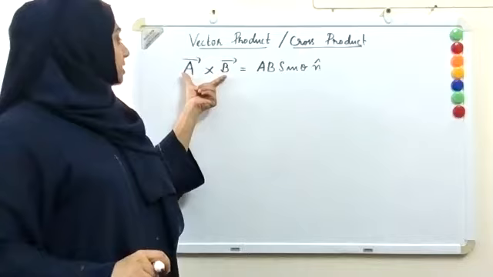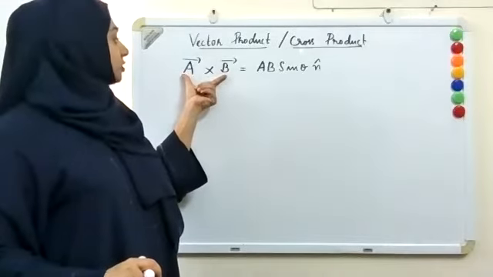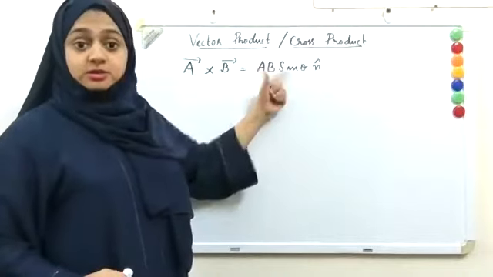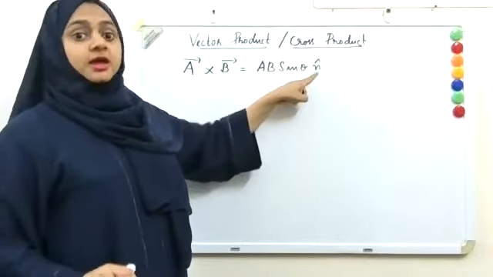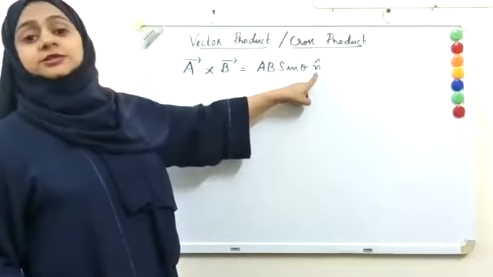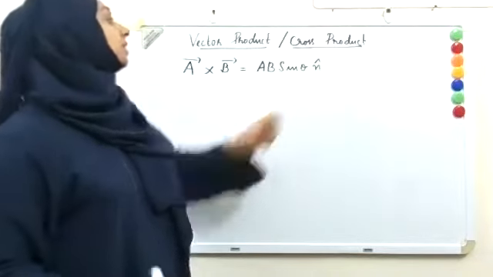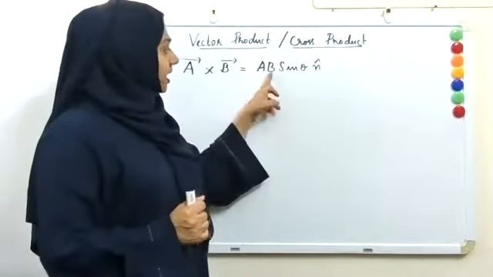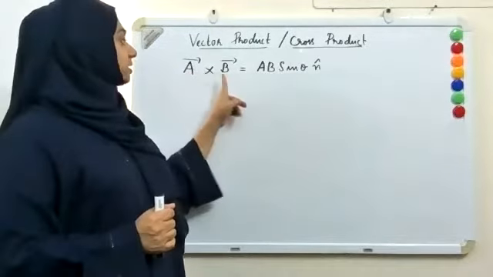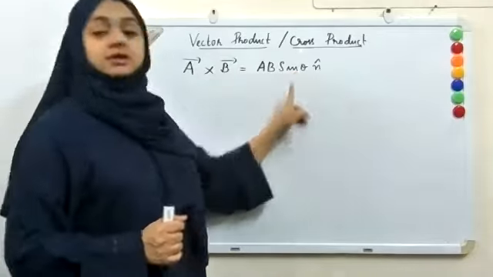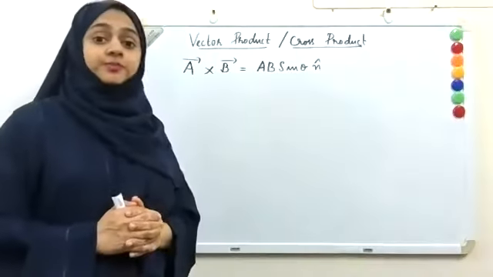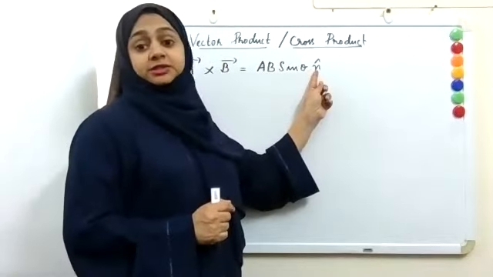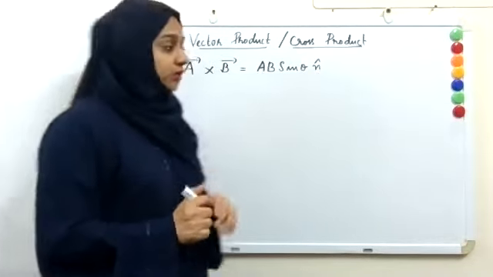So when you take the cross product or vector product of two vectors, the result is a vector which has magnitude AB sine theta, and it will also have a direction usually denoted by a unit vector n. Now, A and B are the magnitude of vector A and vector B, and theta is the angle between them. Now, how can we find the vector direction? What will be the direction of the cross product?